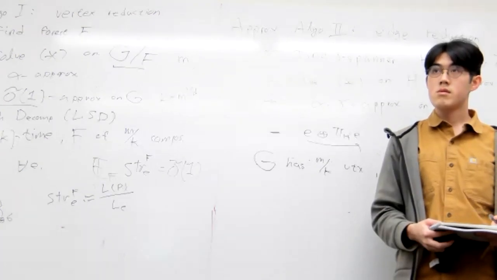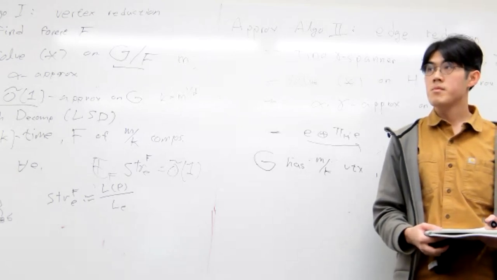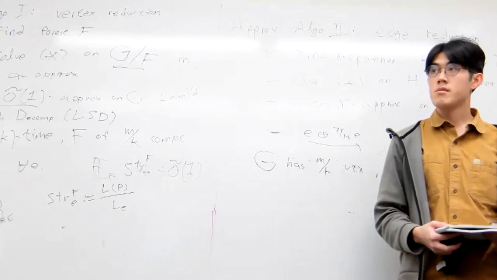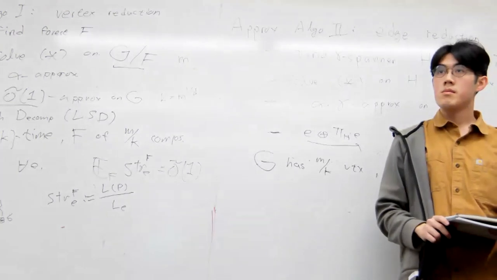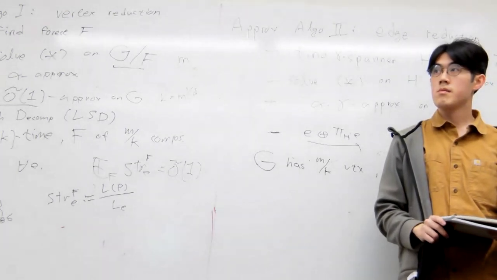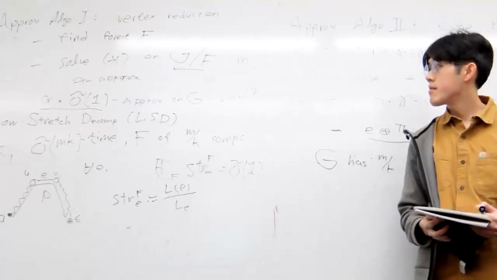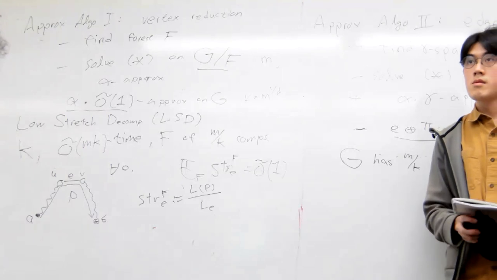I'm still confused about the running time; you can't just solve it all at once. It's important how you make it dynamic. Even so, this order m times k, you want k to be not too large? Yeah, it depends on how you construct it.